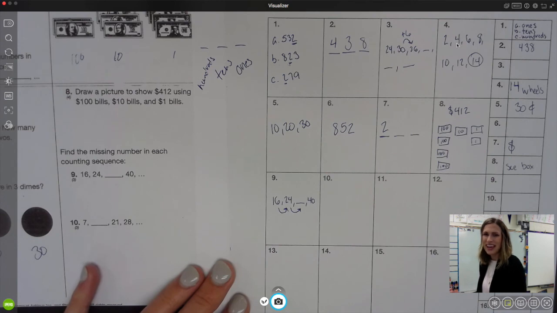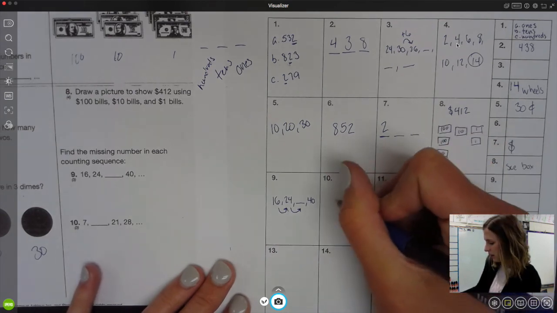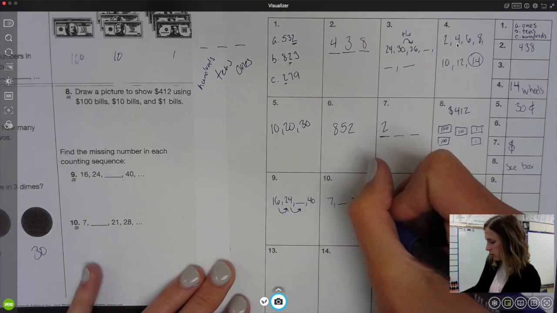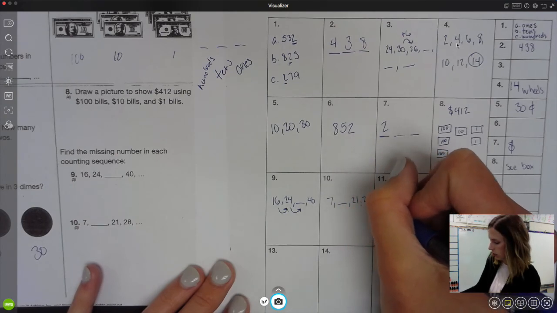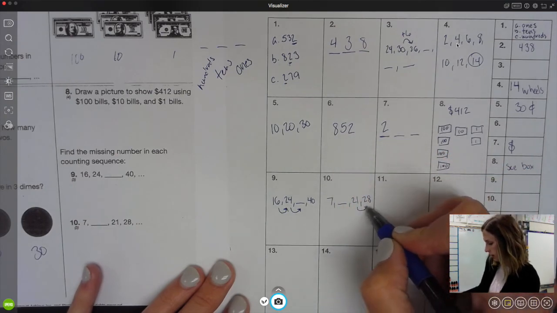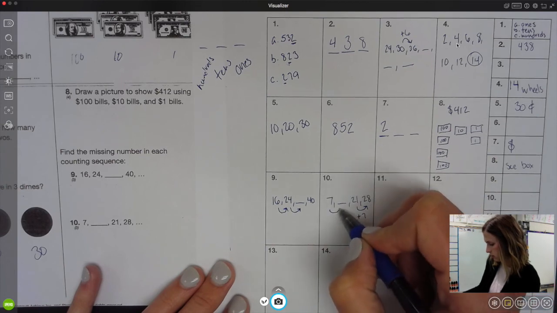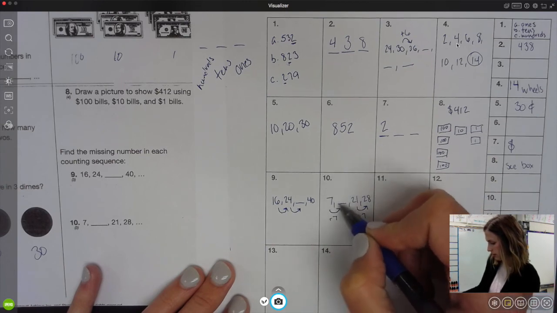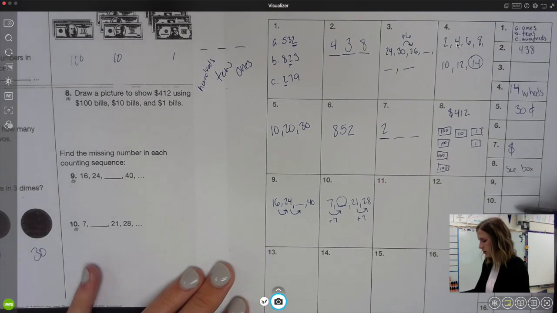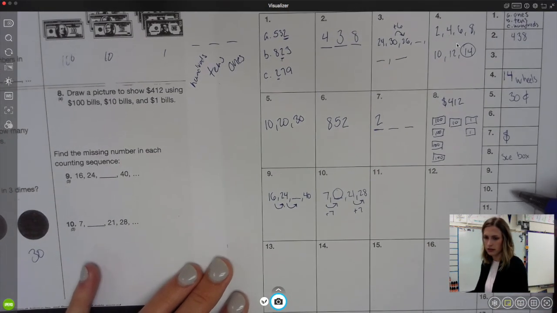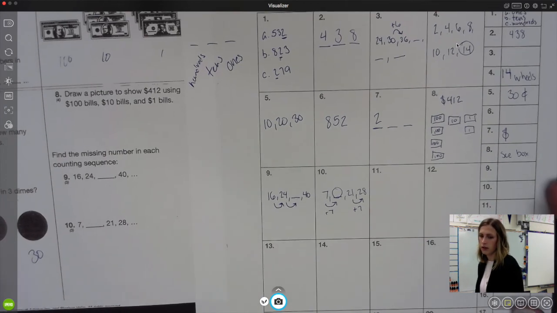Moving on to number 10, we have 7, blank, 21, 28. On this one, we're counting up by 7s. So do 7 plus 7 to get the missing number here, and then write your answer over here in the box for number 10. Pause the video. When you're done, we'll be on number 11.